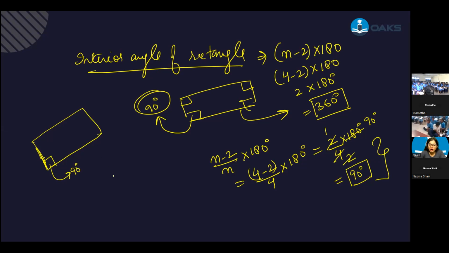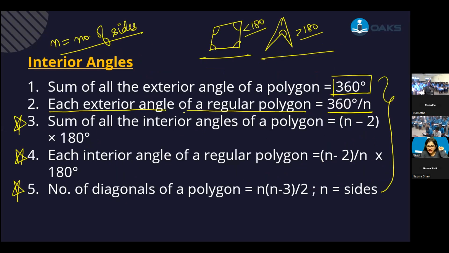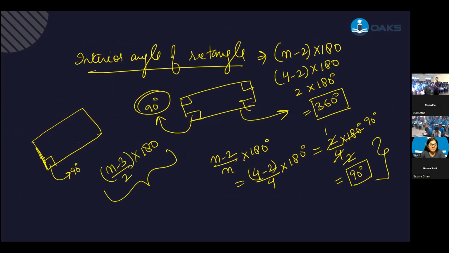Okay, so what was the formula for diagonals? Can anybody tell me? n minus 3 by 2 into 180, right? So let's put it for a rectangle. We have 2 diagonals. Okay, have I written it correctly? n into n minus 3 by 2. This is not correct. Okay, n into n minus 3 by 2. Right. So you know that a rectangle has 2 diagonals. Everybody knows this?